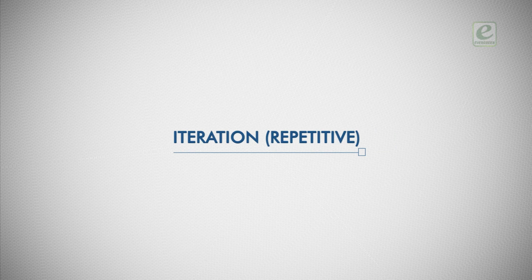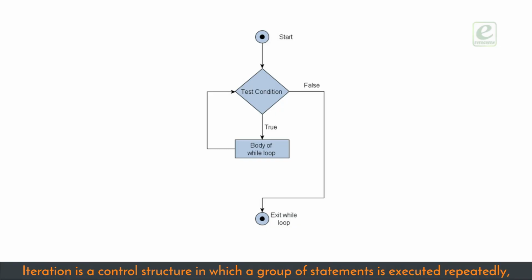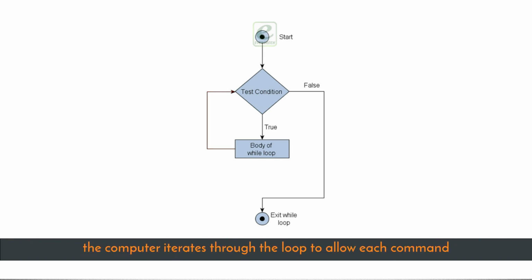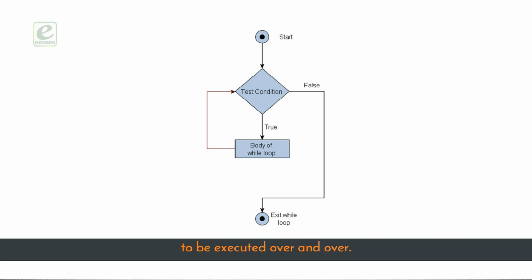Iteration, repetitive. Iteration is a control structure in which a group of statements is executed repeatedly. The computer iterates through the loop to allow each command to be executed over and over. It is also called a loop or repetition.